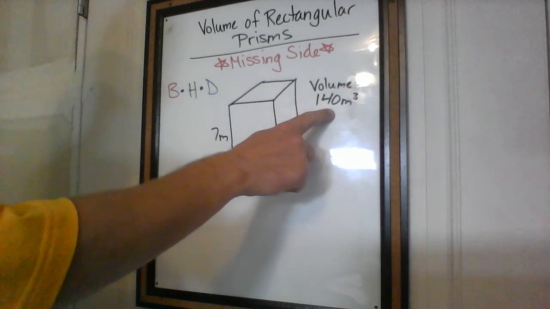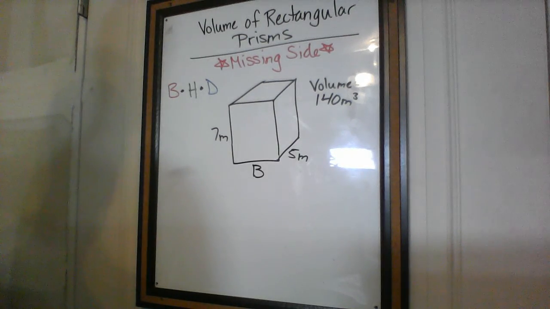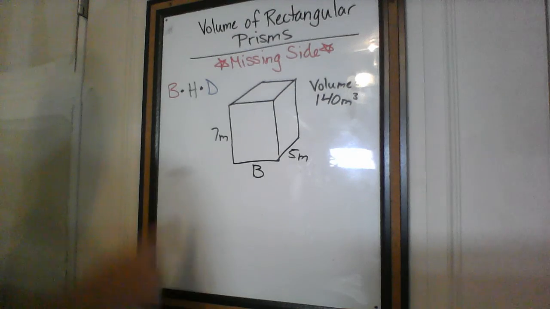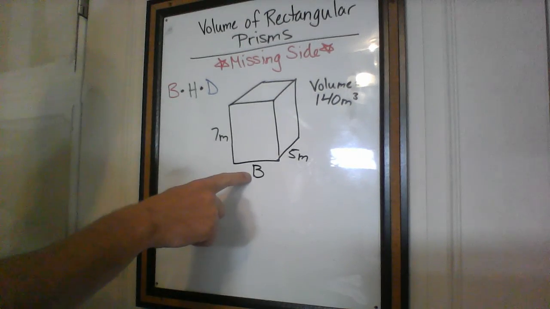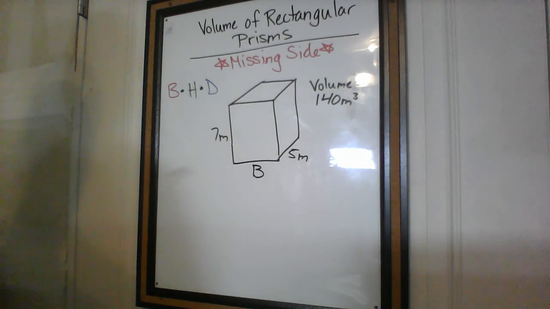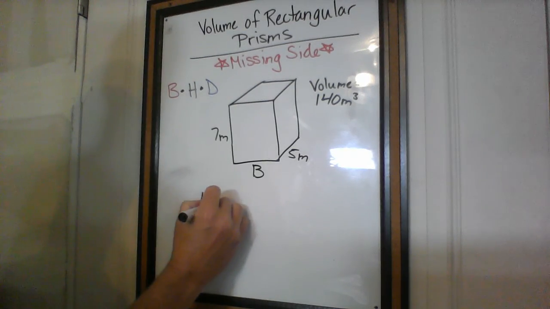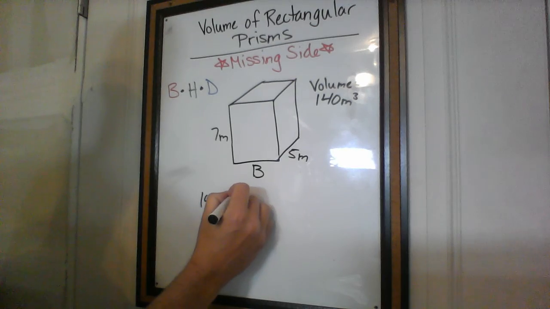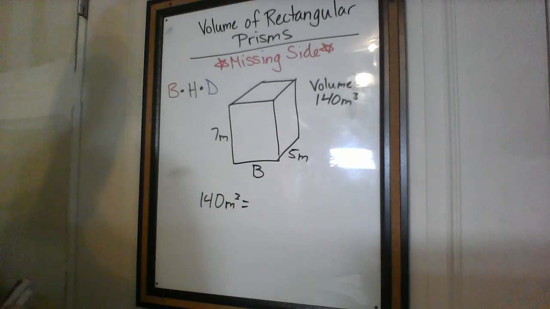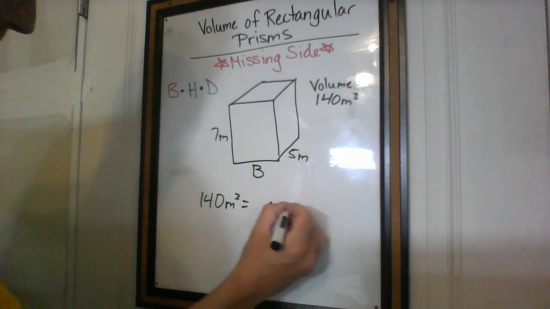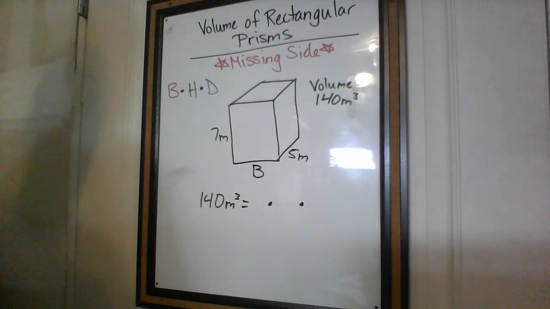So as you can see right here, volume is 140 meters squared. Our base is missing. We have our height, we have our depth. So here is what this problem now looks like. We have our 140 meters cubed. That is going to equal, and I'm just going to put my multiplication dots in there right now.